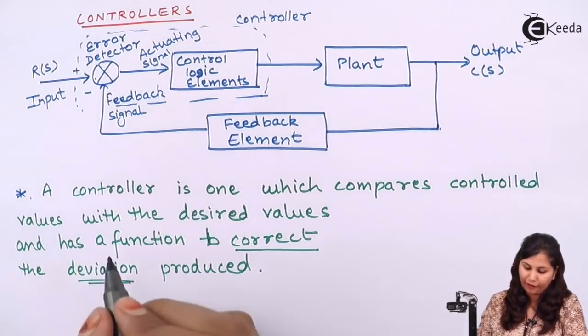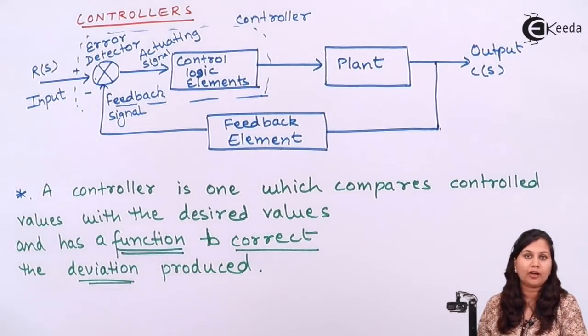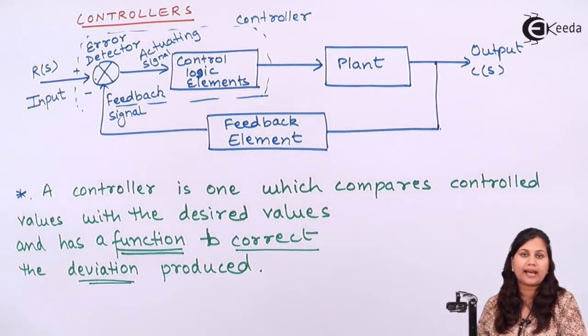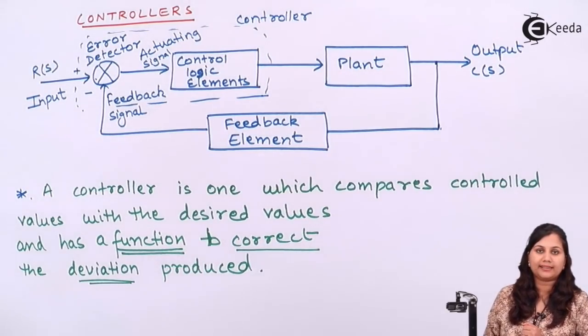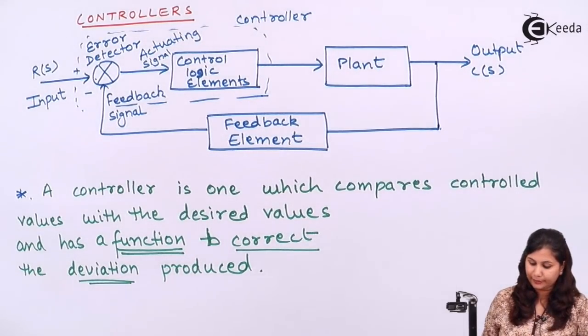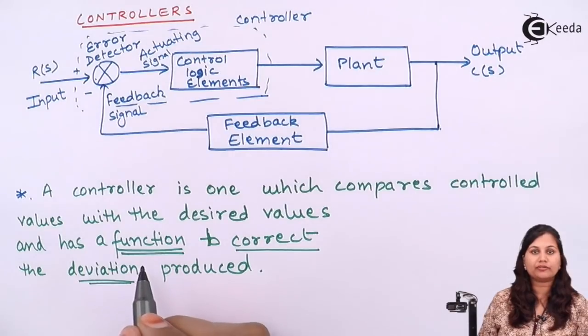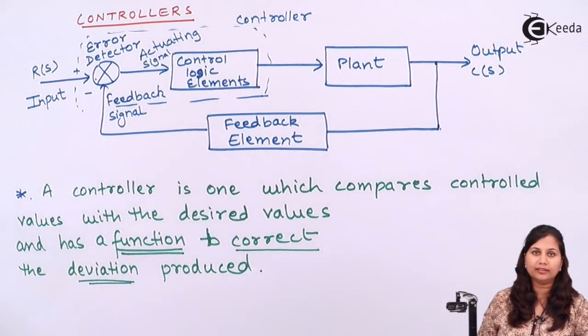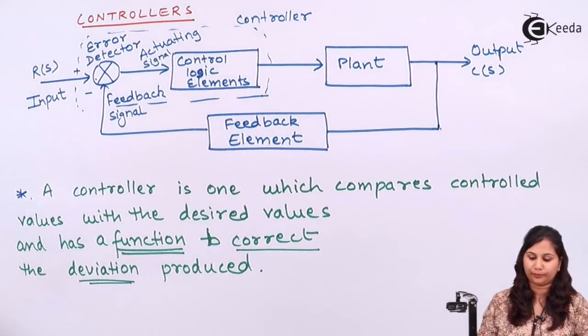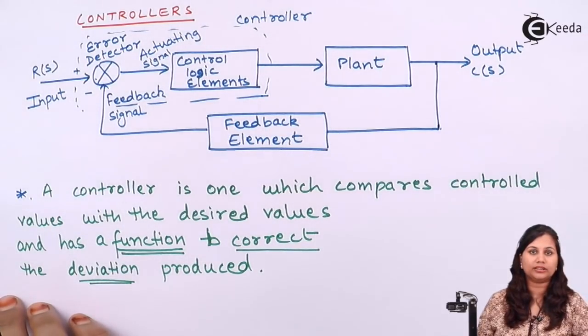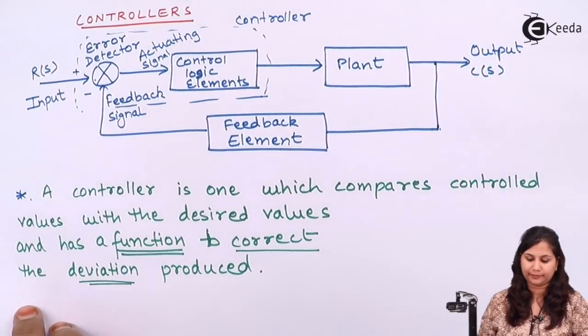This function can be different. Depending upon the function, there are various types of controllers. The controllers can be analog controllers or digital controllers, depending upon the function which is used to correct the deviation. So this is how we define a controller. Now let us see what the uses of controllers are.